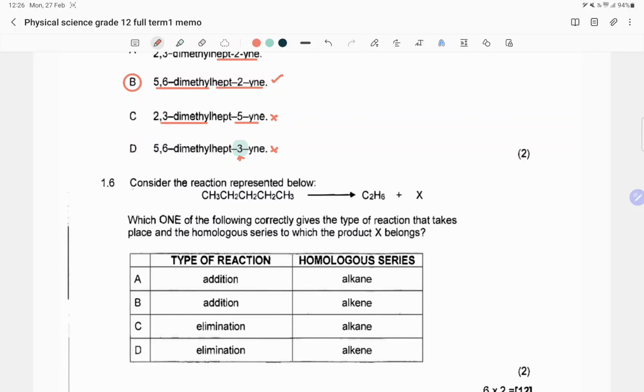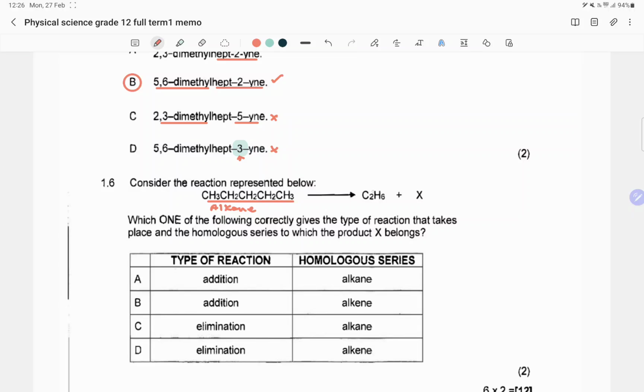Now the next question says, consider the reaction represented below. We've got this molecule right here. So it's 1, 2, 3, 4, 5, so it's a pent-something. But now, if you have twos in between, this is an alkane, and specifically pentane.